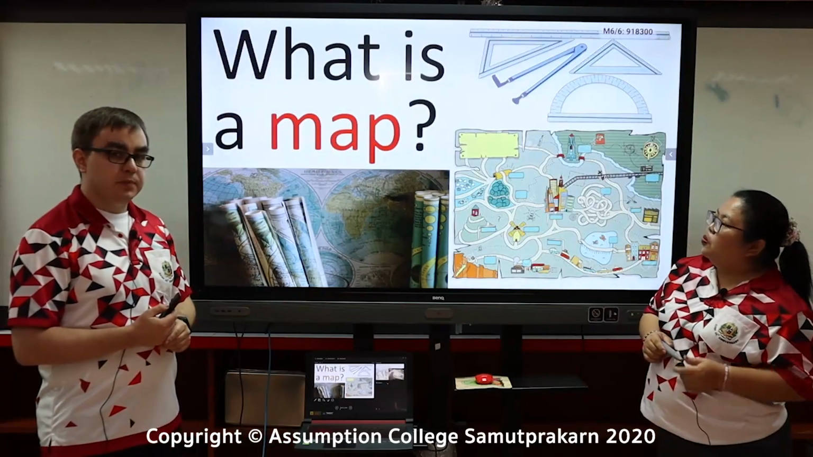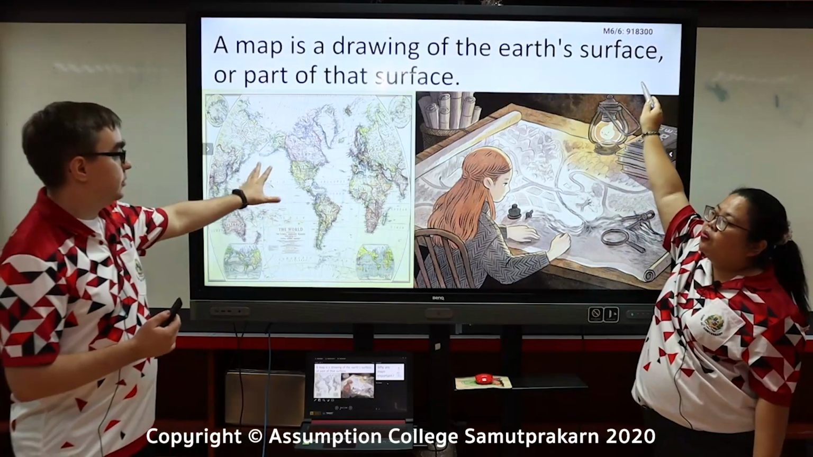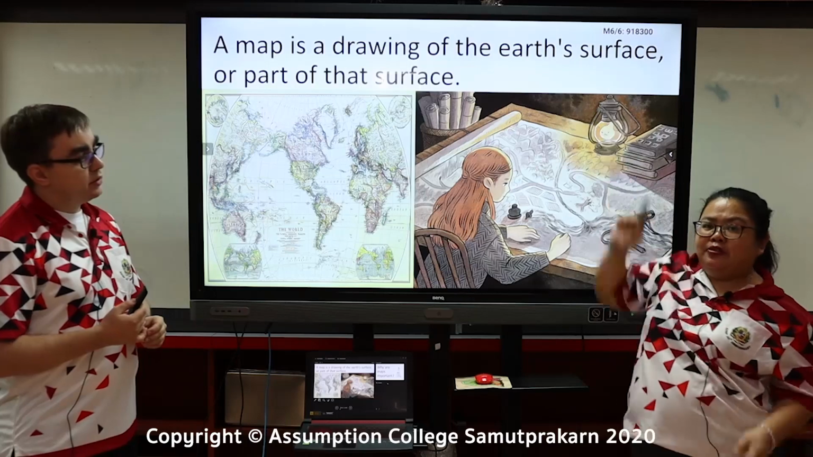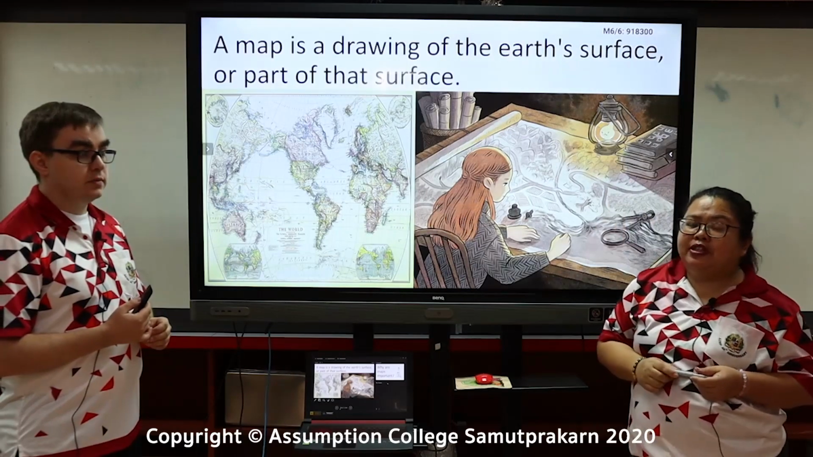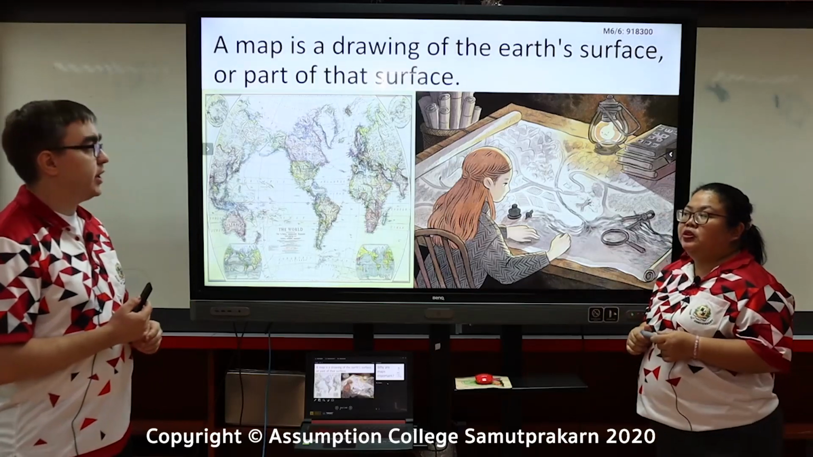What is a map? A map is a drawing of usually the Earth's surface. What is surface? Surface means พื้นผิวโลก. Yes, or a part of the surface.